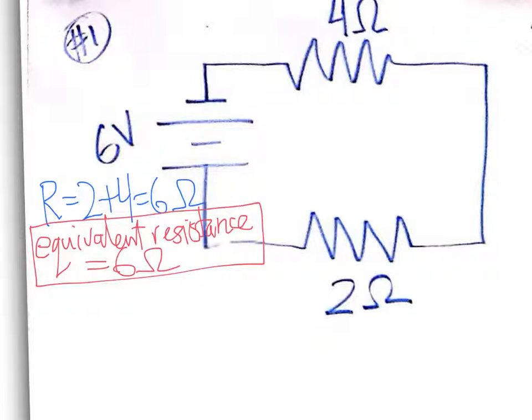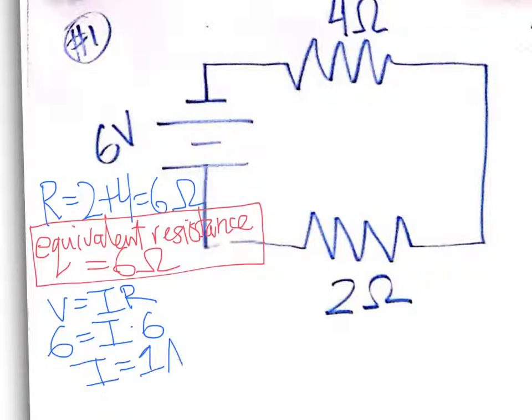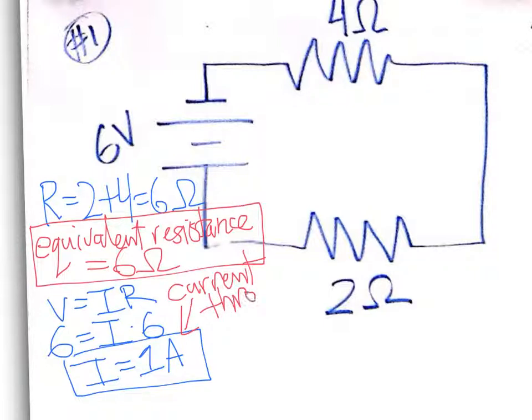So we will use Ohm's law, which is V equals IR. Voltage, current, resistance. This would be measured in volts, this would be measured in ohms, this is measured in amps. So, dividing, we end up with current equals 1 amp. And this is current through circuit.